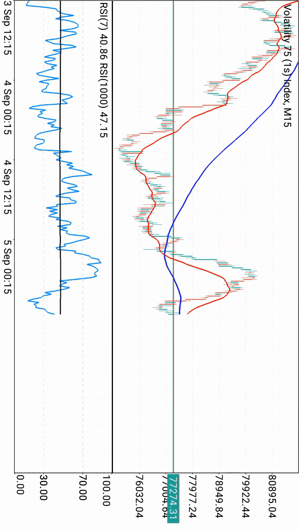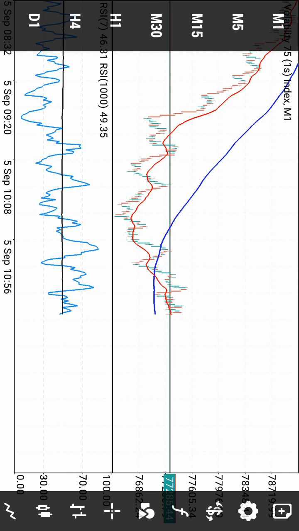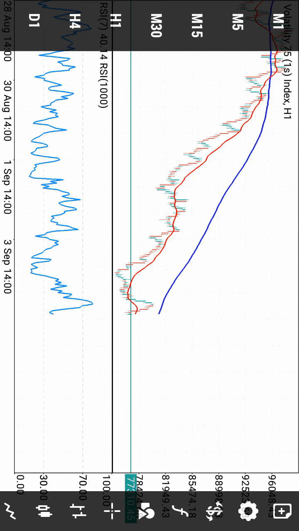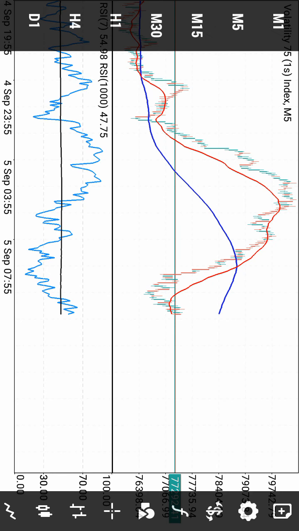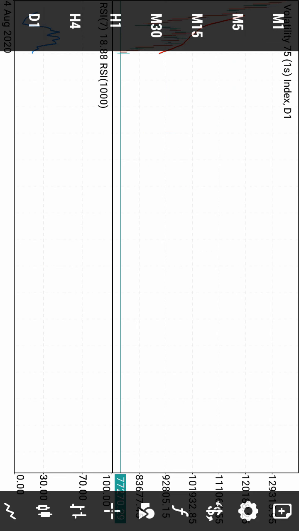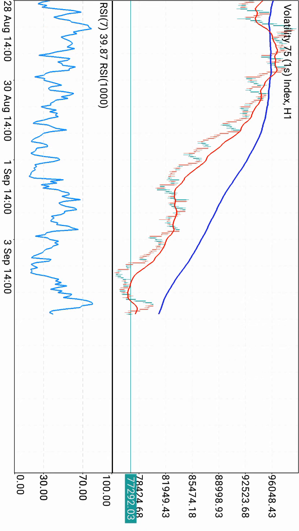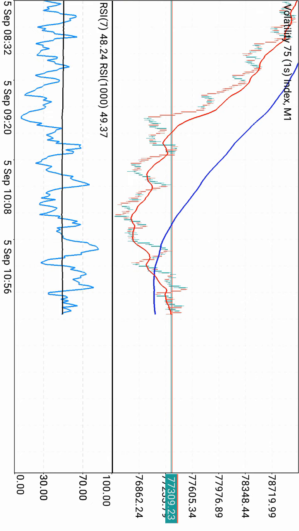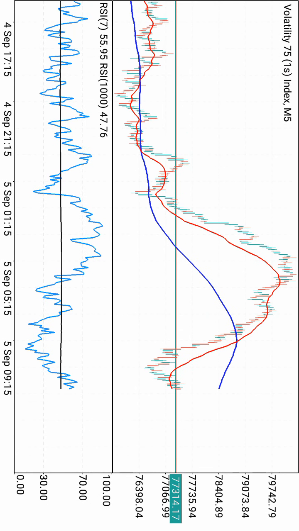Analyze M1, M5, M15 and place your trade on M1. Analyze on H1 and place your trade on M15, M5. Analyze H4, place your trade on M30, M15. Analyze the daily time frame and place your trade on M15, H1, M1, M5. I hope you guys understand. So it's very easy, guys.